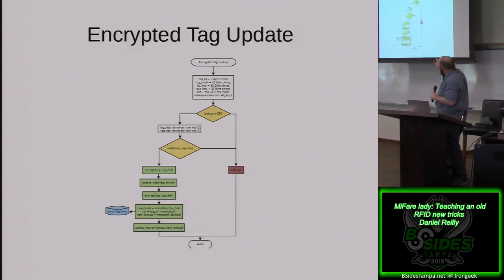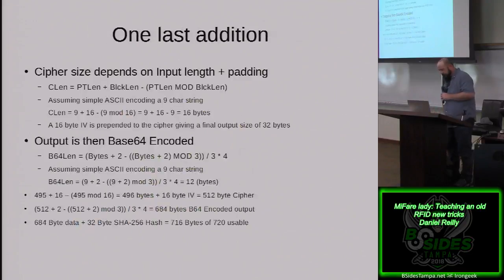Supposing it works, you're going to decrypt the tag. You're going to do the update on the tag. You're going to re-encrypt and hash the tag. You're going to store that information off, and then you're going to write the encrypted data back to the tag. So that's how you would handle an encrypted tag search and update, and then it just cycles all back through next time you read the card.